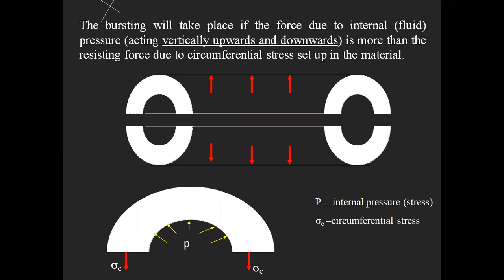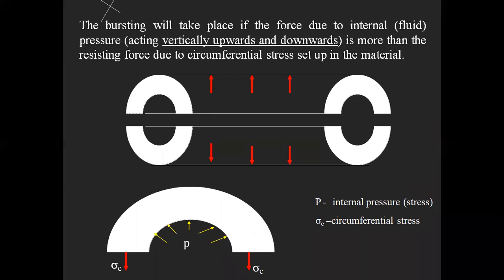Next, the bursting will take place if the force due to internal pressure acting vertically upward and downward is more than the resisting force due to circumferential stress set up in the material. So there is more possibility of bursting than of the longitudinal stress. If you ever see cylinders burst, circumferential bursting has more scope than longitudinal. Why? Because circumferential stress will always be more than the longitudinal stress. Okay, so why?